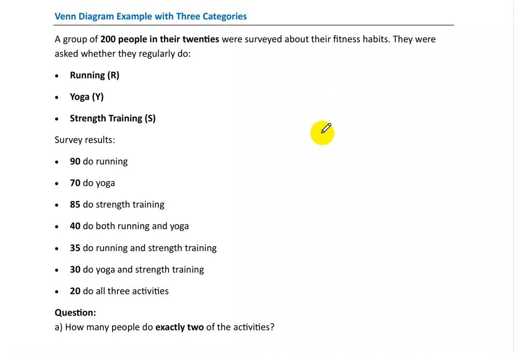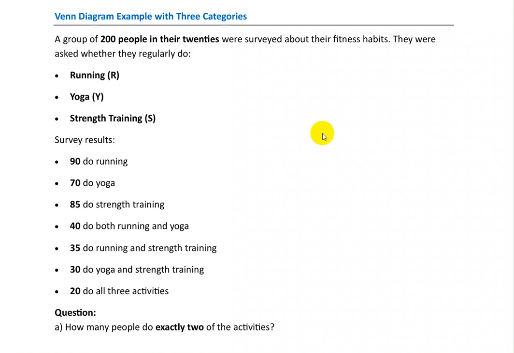Let's do an example of a Venn diagram involving 3 different categories. A group of 200 people in their 20s were surveyed about their fitness habits. They were asked whether they regularly do running, yoga, or strength training. The survey results are as follows.